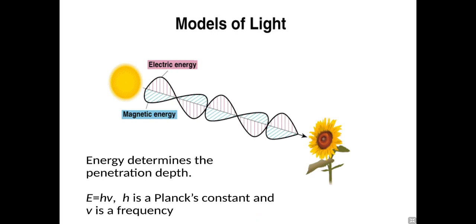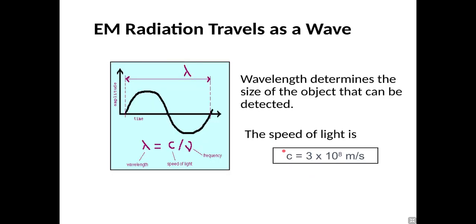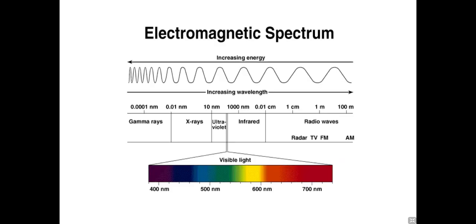And we know that electromagnetic radiation travels as a wave, and wavelength determines the size of the object that can be detected, and the speed of light. This is given by this equation: lambda, the wavelength, equal to speed of light over frequency. And the speed of light is a constant, 3 times 10 to the power of 8 meters per second, very fast. So this is about the electromagnetic.